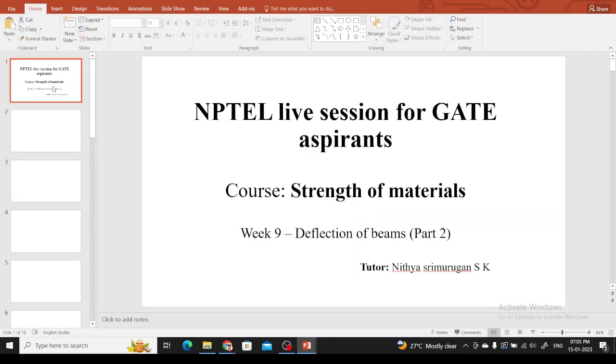So this is week number 9. We are going to see part 2 of the deflection of beams. In today's class, we will see a recap of Maxwell's reciprocal theorem, then the moment area method, then some concepts on strain energy, and then we will go to Castigliano's theorem.